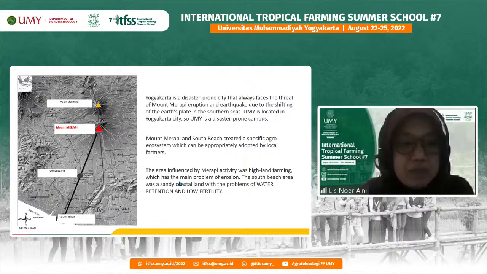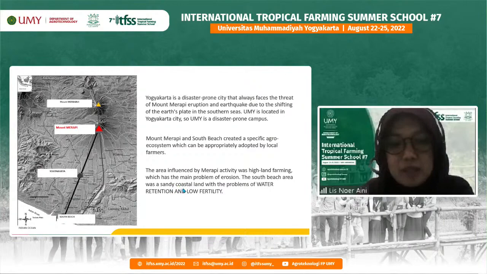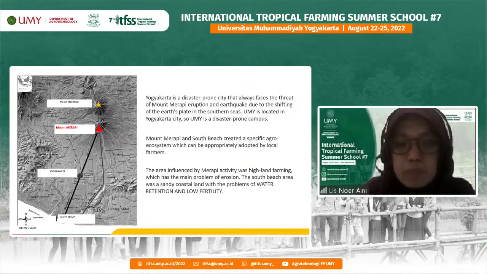Mount Merapi and South Beach create specific agroecosystems which can be appropriately adopted by local farmers. We have many agroecosystems, and each agroecosystem has local farmers who work the land. The South Beach area was sandy coastal land with the problem of water retention and low fertility. Another problem in this area is salty wind, which can damage the main commodity crops, thus requiring windbreaker plants.